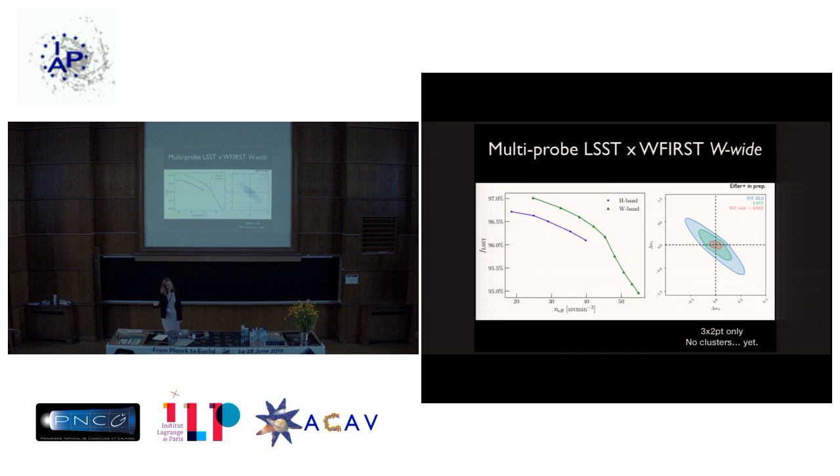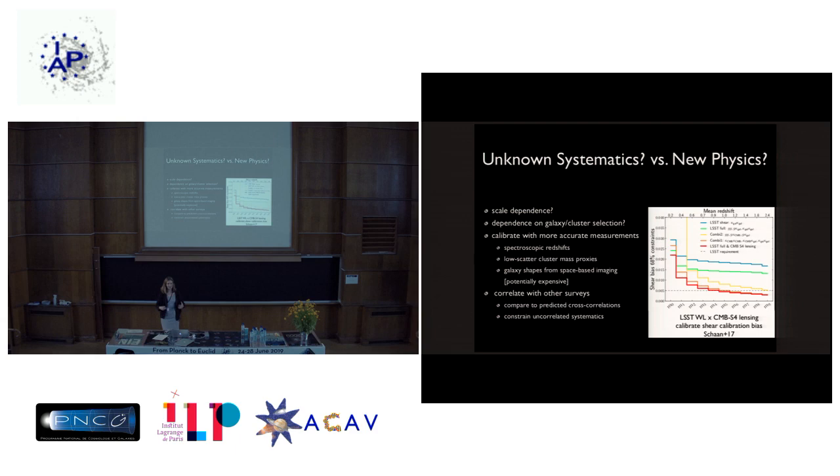Fortunately, we also have other ways of checking galaxy shapes, or in general, using cross correlations. For that, we can use a different survey with different observation systematics and check whether the predicted cross correlations agree with the measurement and constrain uncorrelated systematics.